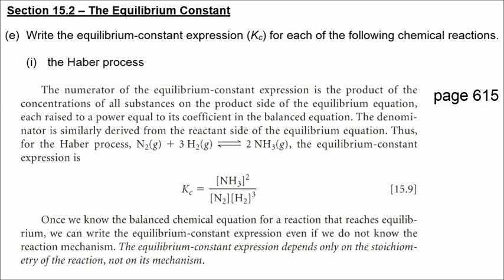So if we write the expression as concentration of ammonia squared divided by the product of concentration of nitrogen times the concentration of hydrogen cubed, we are plugging in the numbers that we have and the information we're given for this expression. The equilibrium constant expression depends only on the stoichiometry of the reaction, not the mechanism.